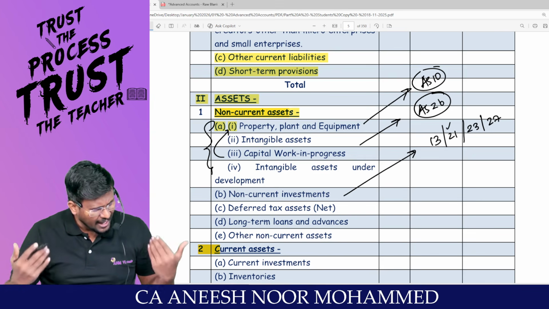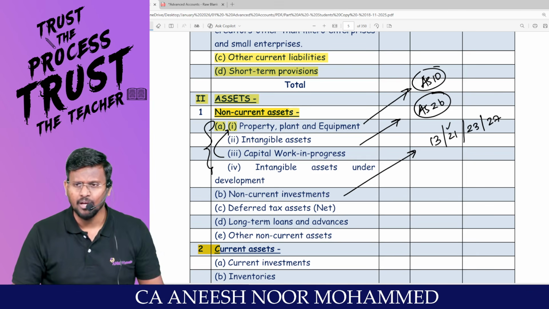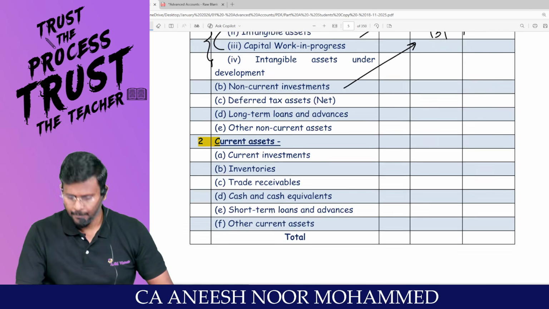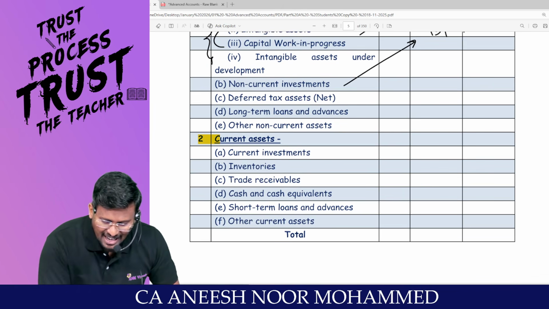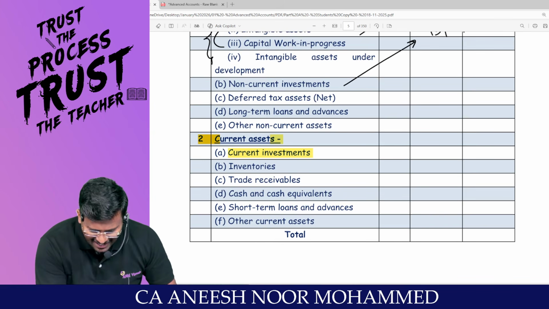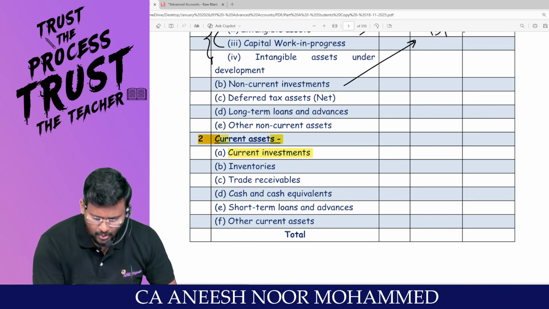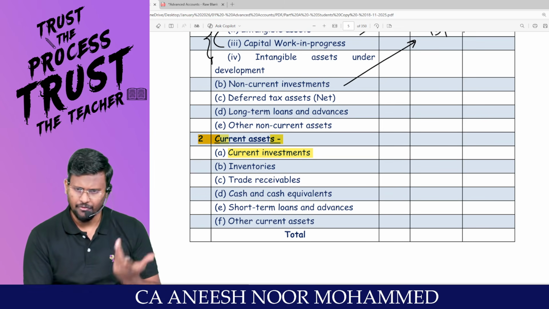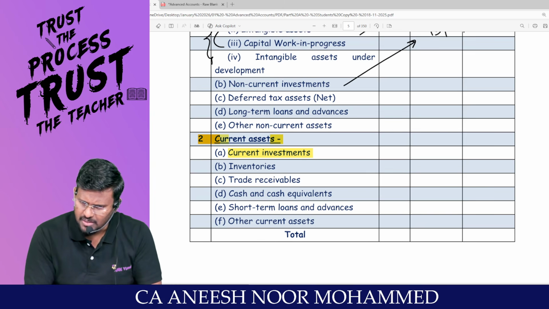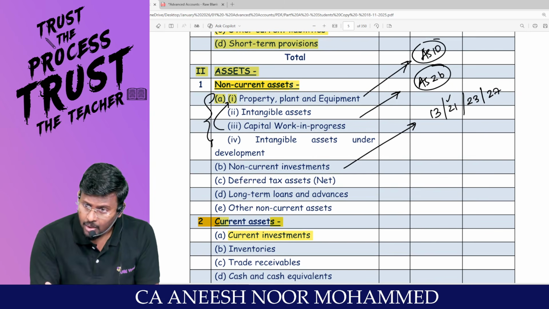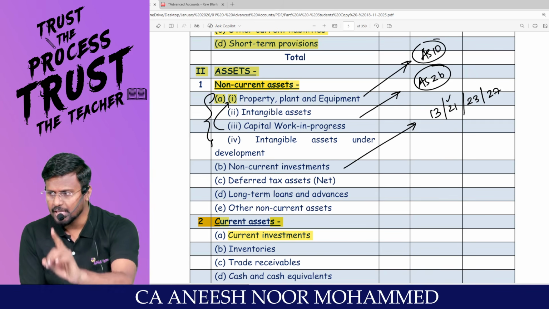If I still have sufficient money, I will invest in others' business. That's what investment? Sir, this is current investment. Because in current asset, the first thing will be current investment. Current, okay, fine, you are going to invest within 12 months. These are investments having a life of more than 12 months, which are A, B, C, D, E.